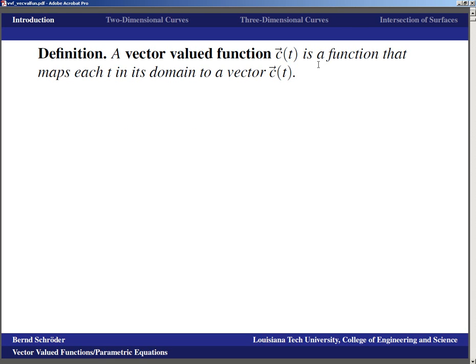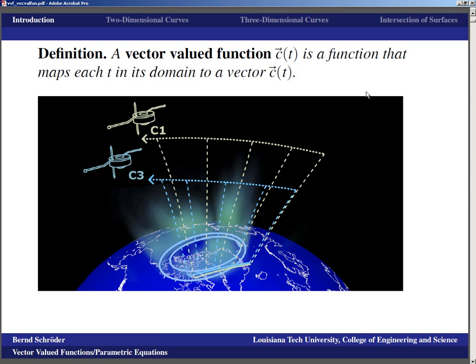A vector-valued function c of t is a function that maps each t in its domain to a vector c of t. The crucial thing, however, is already shown in this image that is credited to the European Space Agency, and that is this input parameter t is typically interpreted as time, and then the output c of t is typically interpreted as the position vector of an object.